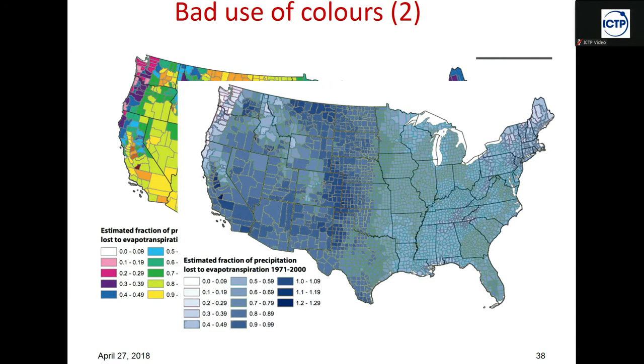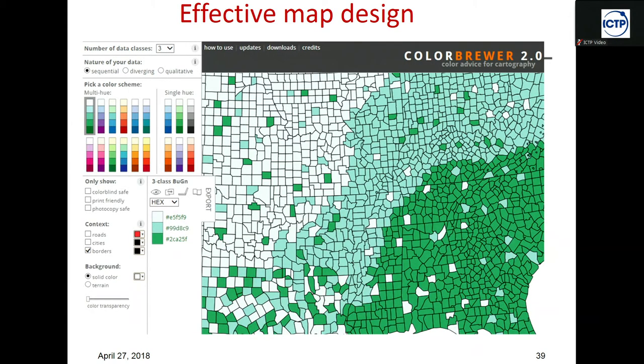This one is even worse. And this, in my opinion, is an effective map design, because you are not even using red or black. Because I'm a public health researcher, I should reassure people, not create a drama.